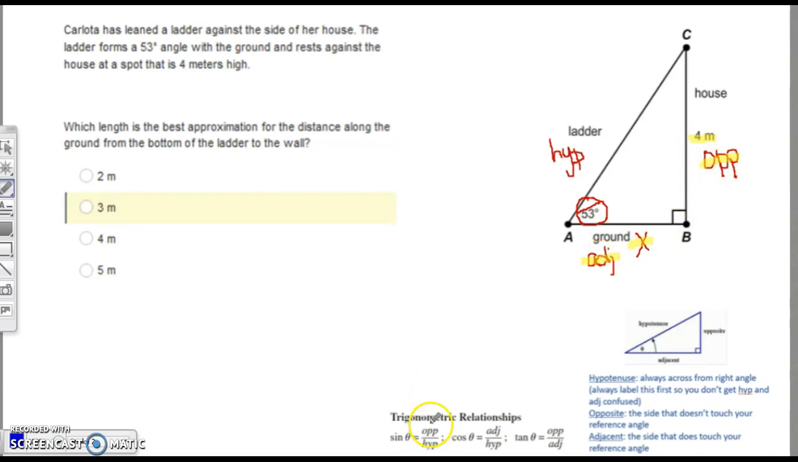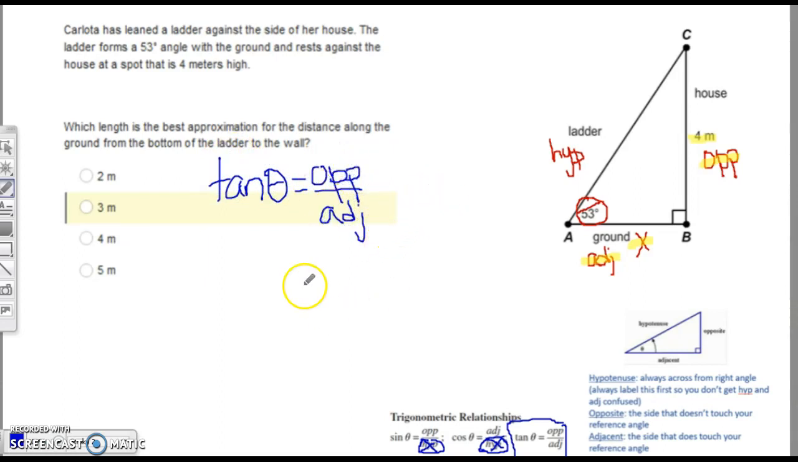So look down here at each of your options. This one says sine says hypotenuse. We don't have that. Cosine says hypotenuse. We don't have that. Tangent is the only one that we have enough information for. So we're going to use that formula. Tangent of theta equals opposite over adjacent. And now I'm going to start plugging in what I know.